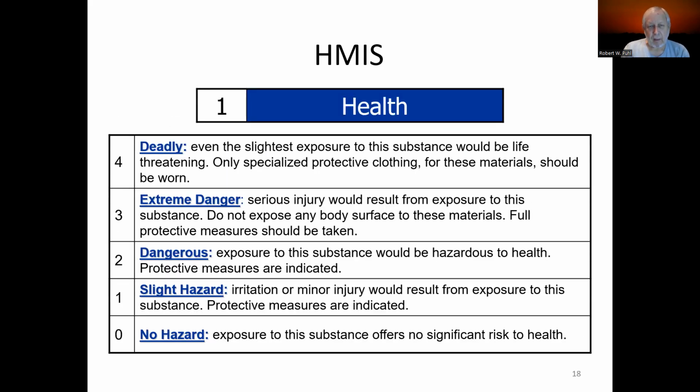The health number 4 is deadly. Again, it goes down to extreme danger, dangerous, slight hazard, no hazard. So 4 says even the slightest exposure to this substance would be life-threatening. Only specialized protective clothing for these materials should be worn. So if you don't know what you're doing, you don't want to mess with that.